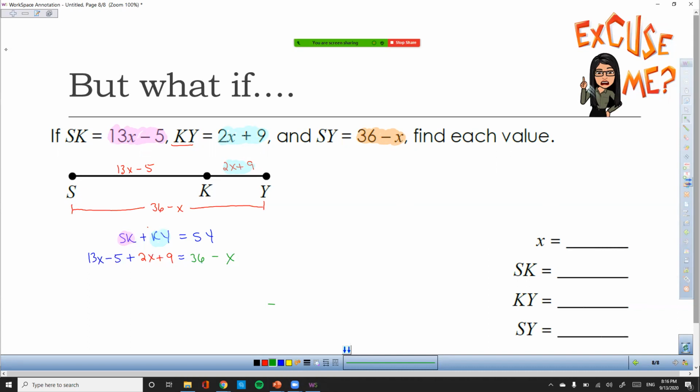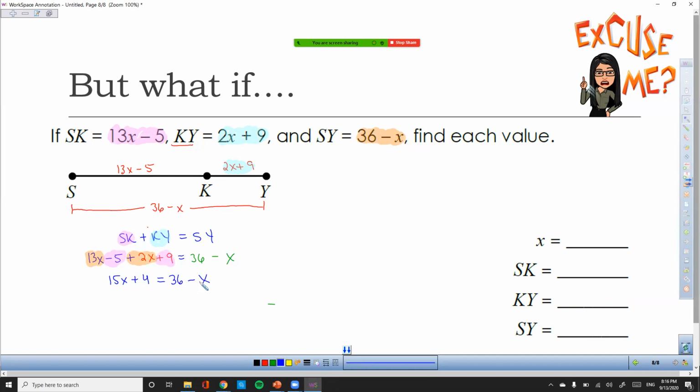So now all I have to do here is solve for x, because in order for me to find the length of all my other segments, for SK, I got to know what x is first. So in order for me to substitute it, I got to solve for x first. So let's go ahead and solve for x first. Letters with letters, numbers with numbers. So I've got 13x plus 2x. That leaves me with 15x. And then I've got numbers with numbers. I've got negative 5 plus 9. That leaves me with positive 4 equals, and I bring in the rest, 36 minus x.